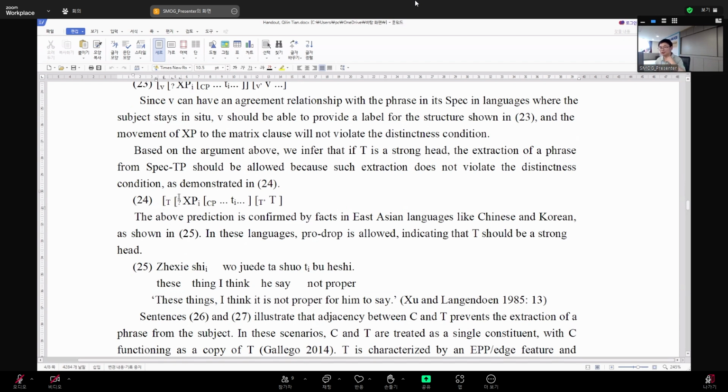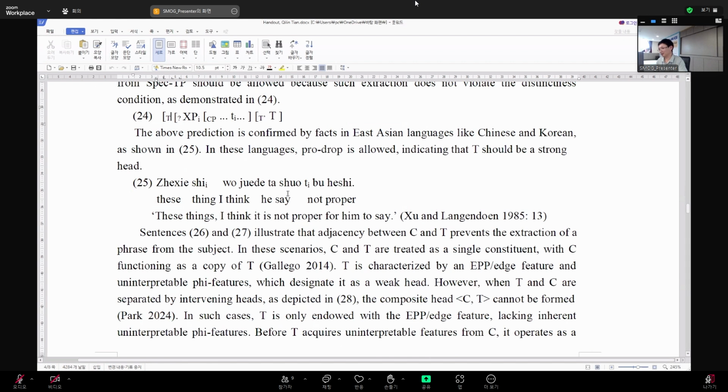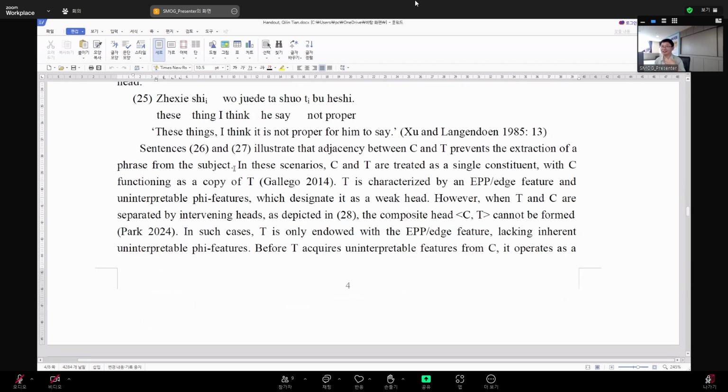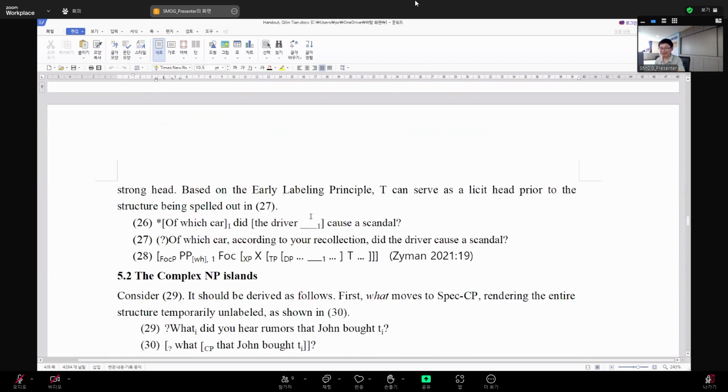This prediction is confirmed by East Asian languages like Chinese and Korean. As you can see, in Chinese, Korean and Japanese, the subject element can be extracted freely. I think an alternative analysis can be proposed to analyze the phenomenon here. You can see, of which car did the driver cause scandal. That is acceptable. But if there is a phrase between the subject and the C, such an expression becomes more acceptable.